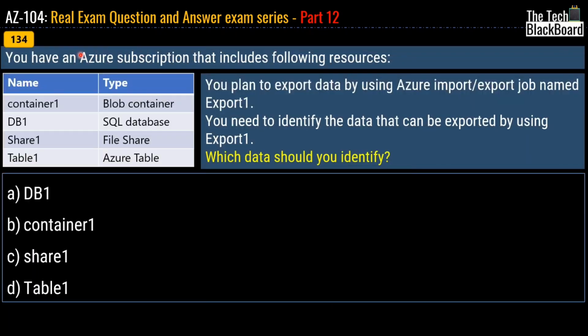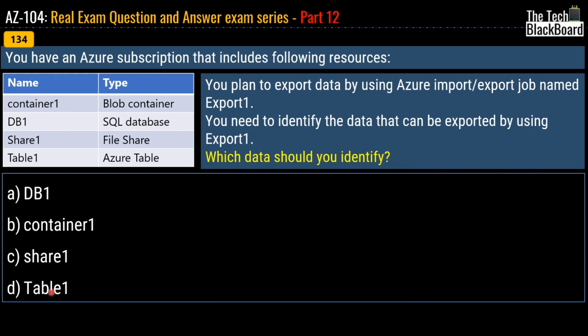Question number 134 says that you have an Azure subscription that includes the following resources. We have container1, which is a blob container. Then we have DB1, which is a SQL database. We have share1, which is a file share, and then we have table1, which is an Azure table. Further, the question says that you plan to export data by using an Azure Import/Export job named export1. Now you need to identify the data that can be exported using export1. Which data should you identify? Could it be DB1 or container1 or share1 or table1?